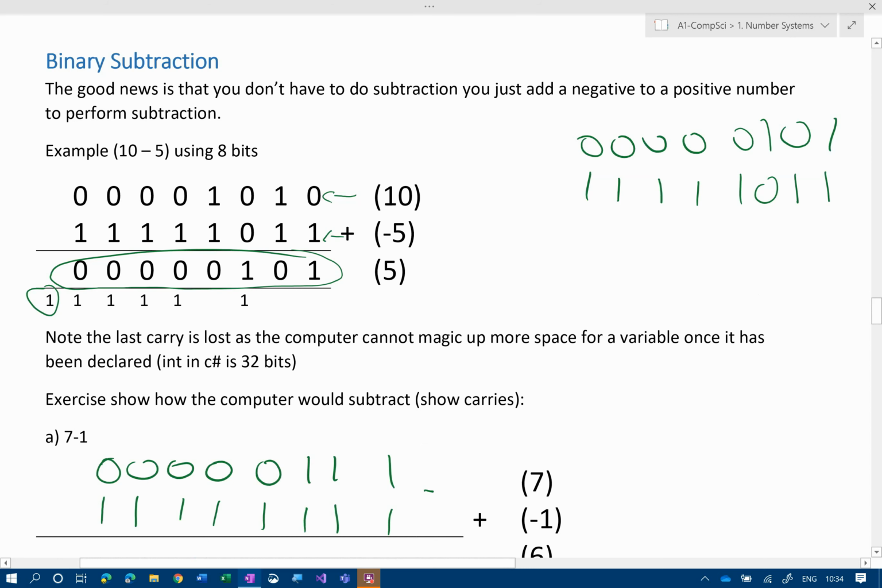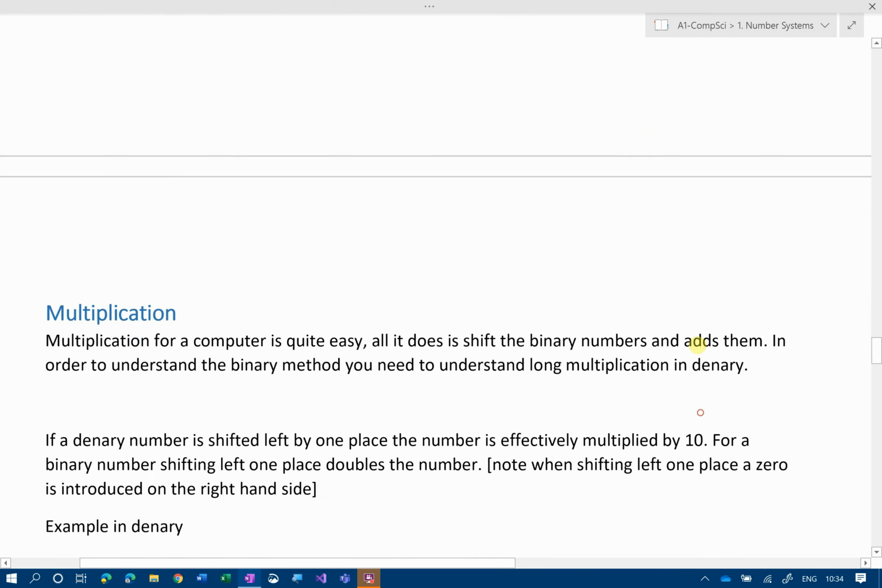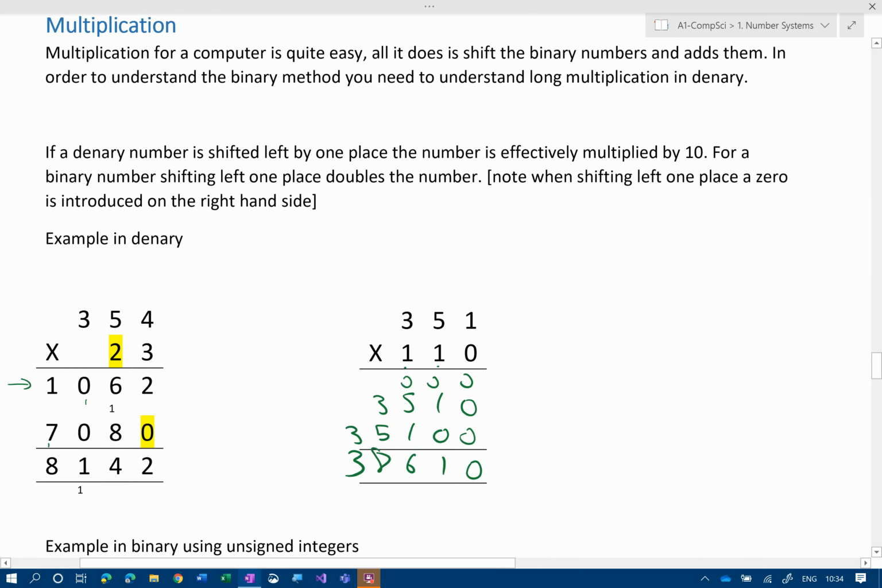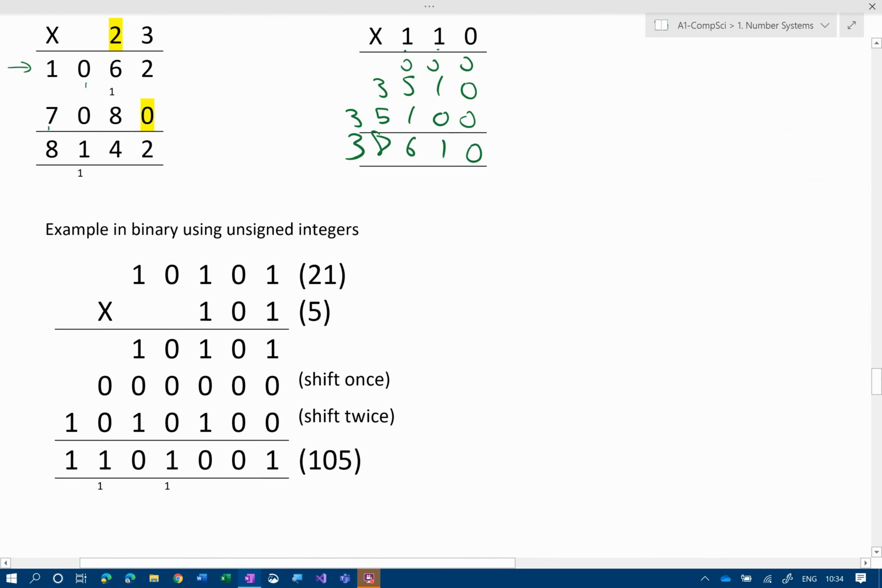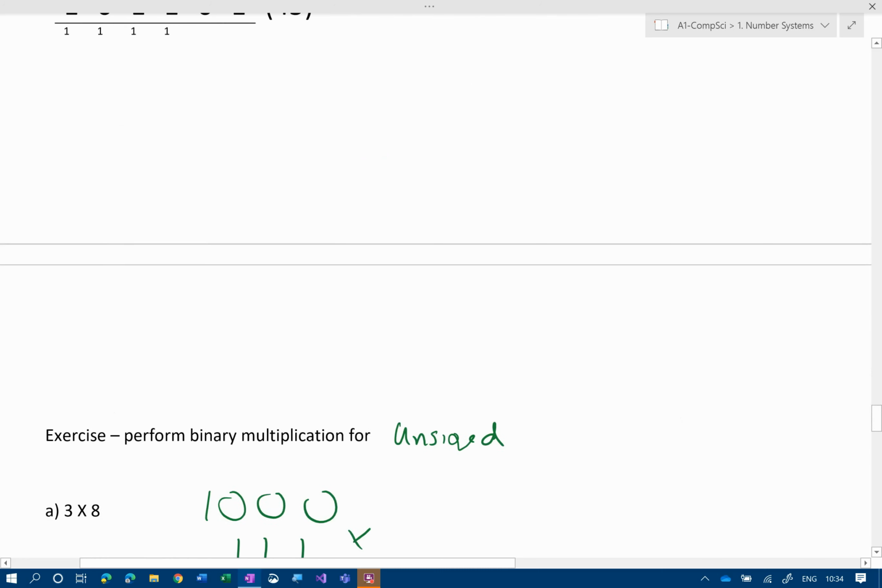Binary subtraction is easy because all we do is add a negative to a positive. There isn't any need to do subtraction, which is nice and easy for a computer. So it's exactly the same logic that will be used for addition. Multiplication is basically shift and add for a computer. It's not difficult. That's the point I'm trying to make here. All you're doing is shifting a binary number. So this one here is shifted twice to get that, and then adding. So again, it's not a difficult thing for a computer to do.